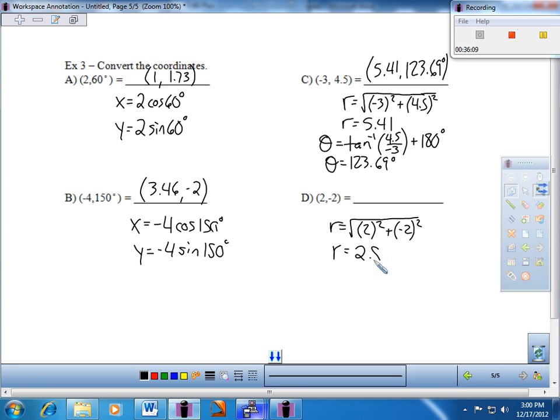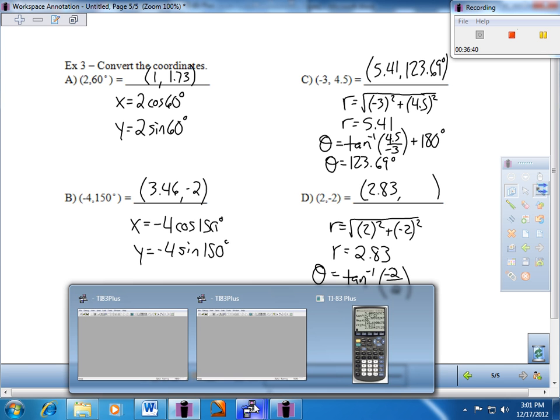So the first part should not be a big deal, should almost be second nature. Pythagorean theorem, not a big deal. Theta is the issue. So in this particular case, inverse tangent, and I'm just going to do y over x, so negative 2 over 2. Do I have to add 180 degrees here, everybody? No, I don't. x is positive, so I don't have to add the 180.